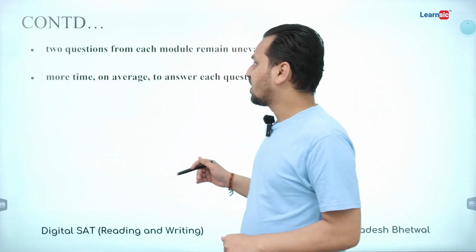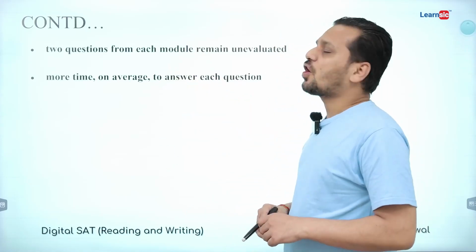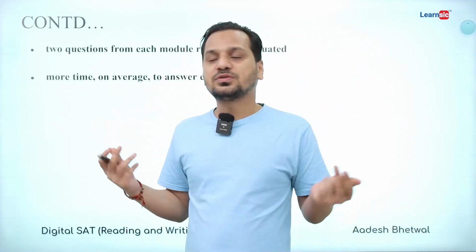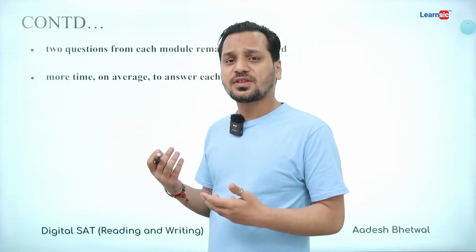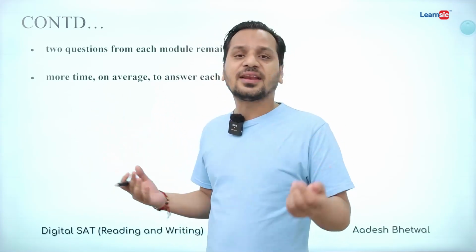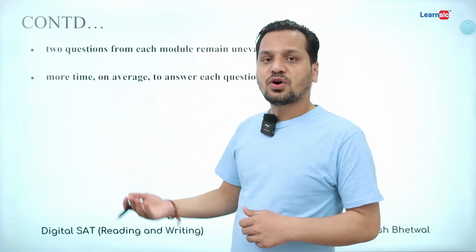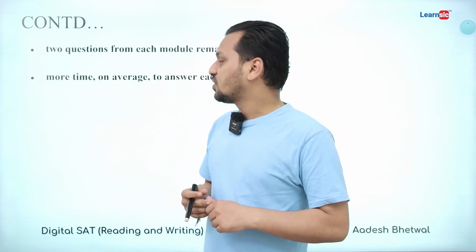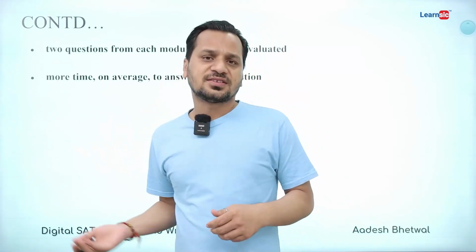And now talking about question type, 2 questions from each module remain unevaluated. So out of 27 questions, 2 questions from 2 different modules will be unevaluated, meaning they will not be marked. But which questions will not be marked, we don't know. It could be any question, but out of 27, 2 questions will be unmarked in both modules. That means you will not be getting a score for those 2 questions from each module. You will only get a score for 25 questions, but you have to face all 27 questions in both sections.